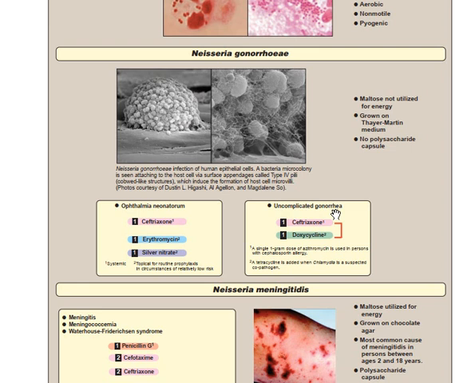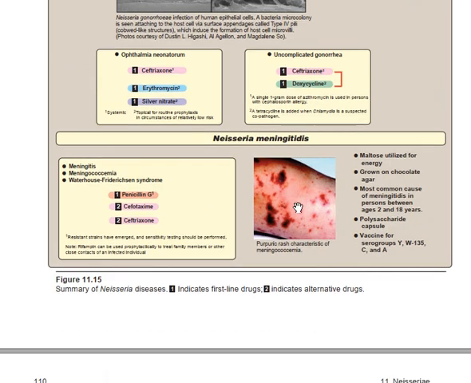For the case of uncomplicated gonorrhea, you can use ceftriaxone or you can use doxycycline in combination. For uncomplicated gonorrhea, use ceftriaxone and doxycycline. The reason why you use doxycycline is because of chlamydia, because usually if you have a sexually transmitted infection of gonorrhea, chlamydia is usually associated. That's why you add a tetracycline or a macrolide with a third generation cephalosporin when you are treating gonorrhea.